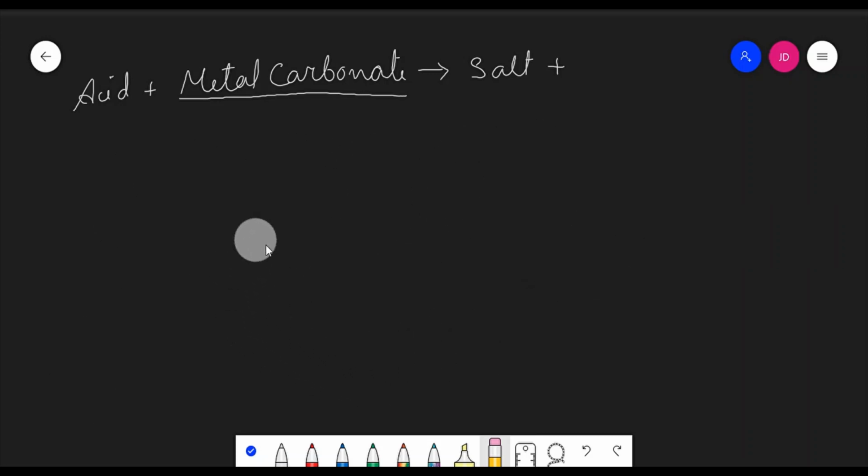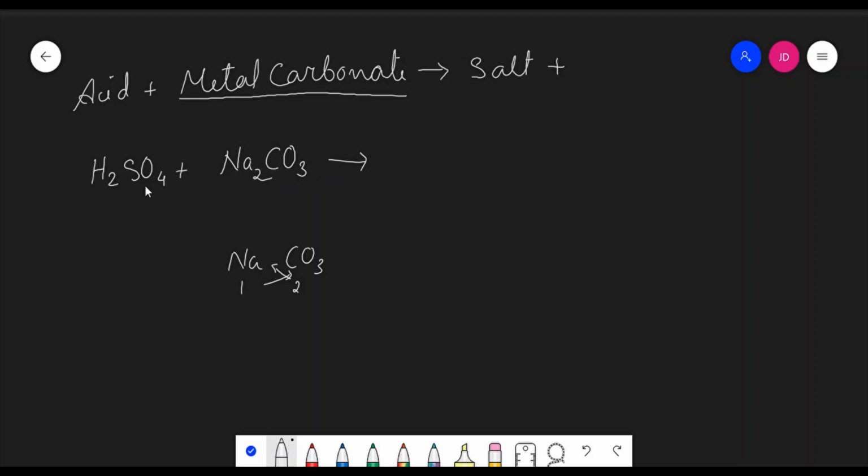Okay, so let me take the acid H2SO4. H2SO4 plus metal carbonate, let us take sodium carbonate, NaCO3, Na valency 1, CO3 valency 2. If you cross it, we are going to get Na2CO3. Salt. How to make a salt? I already told you. This is the acid part. Remove the H and write whatever is after that, SO4. And what will you do? In place of H, put the metal. Here, which is the metal? Na is the metal. So, Na, sodium.